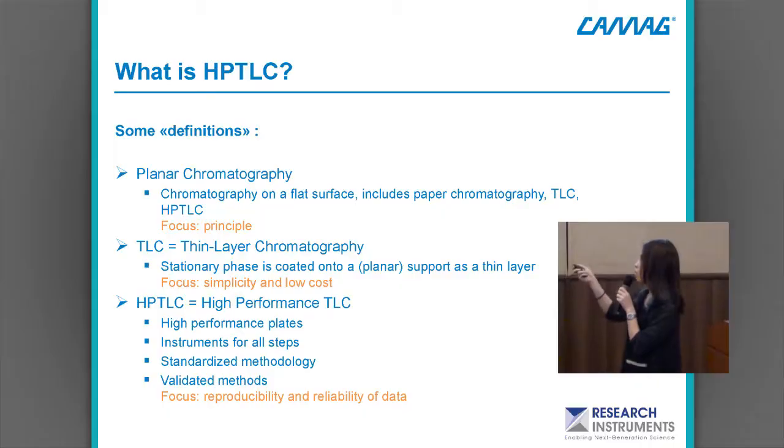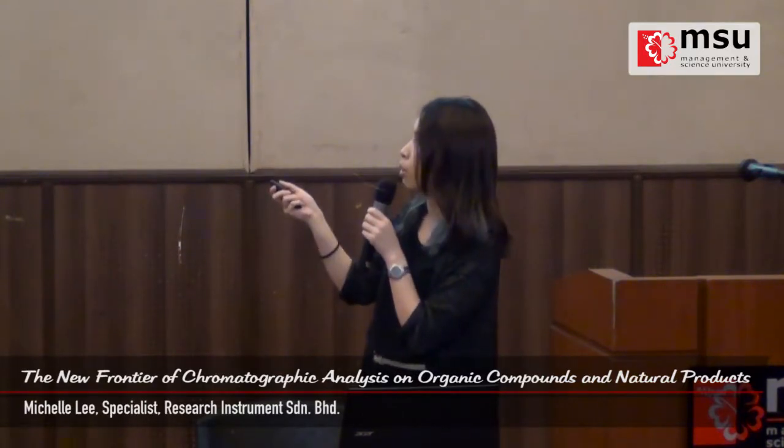So what is meant by thin layer chromatography is that your stationary phase, which is the silica, is coated onto a planar support. The support could be aluminium, it could be glass, and so on. Alright? So that's what is meant by thin layer chromatography.